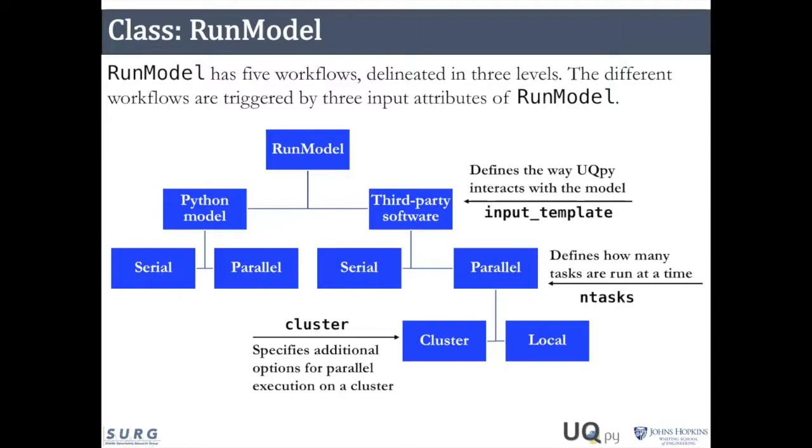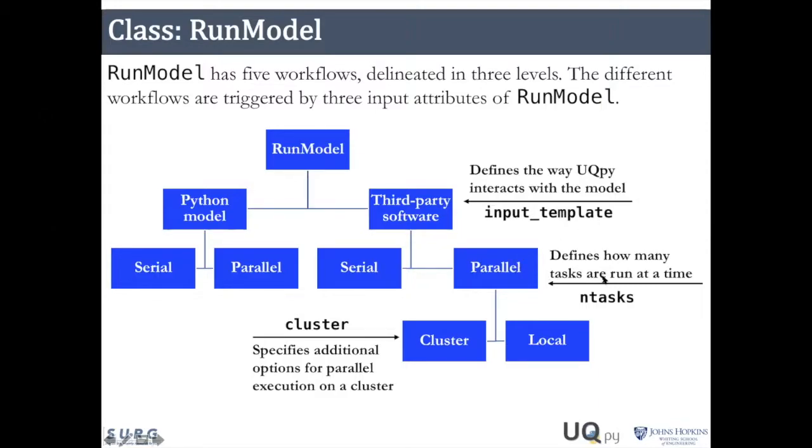RunModel has 5 workflows which are defined by 3 input attributes of RunModel. Setting the values of these 3 different input attributes will trigger different workflows. At the first level, the attribute called input template defines the way UQpy interacts with the model. There are essentially 2 workflows, either with the use of an input template file or without an input template file. The appropriate workflow is triggered by the parameter called input template.